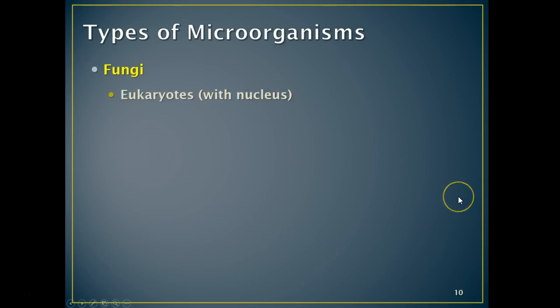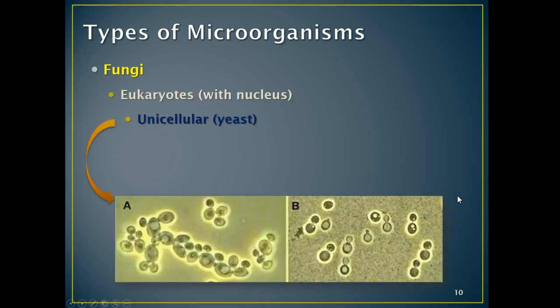The fungi are eukaryotic organisms, so that means they're going to have a nucleus. And we happen to find these organisms, some of them, as unicellular, meaning that they exist as a single cell. Now you look at this and you say, oh, well, all these cells are here together, but honestly, they're not working together.